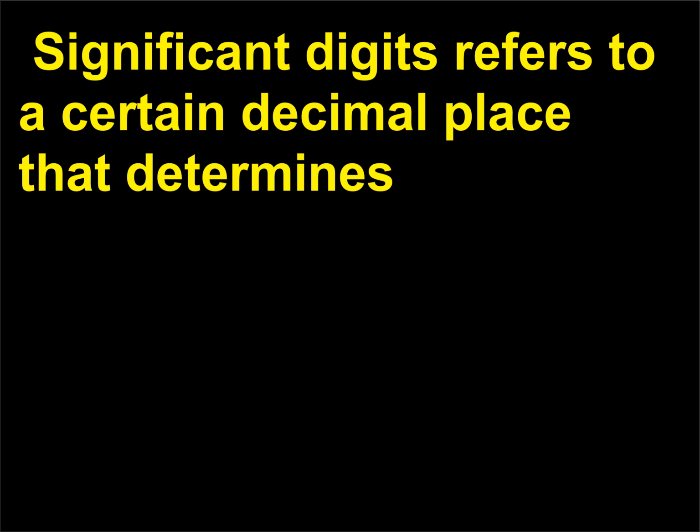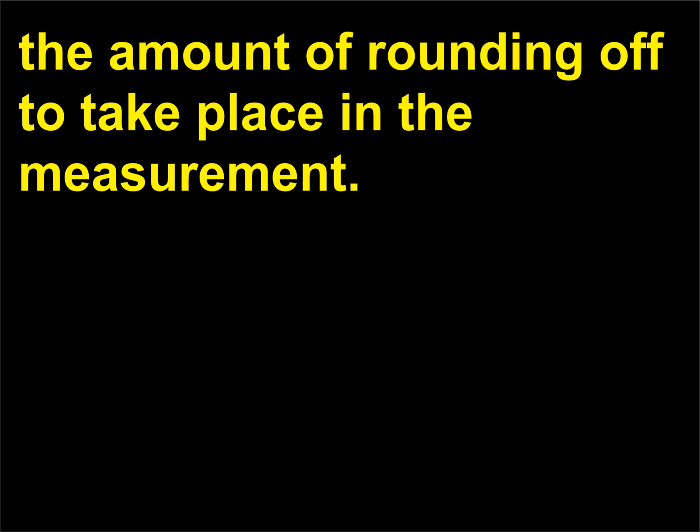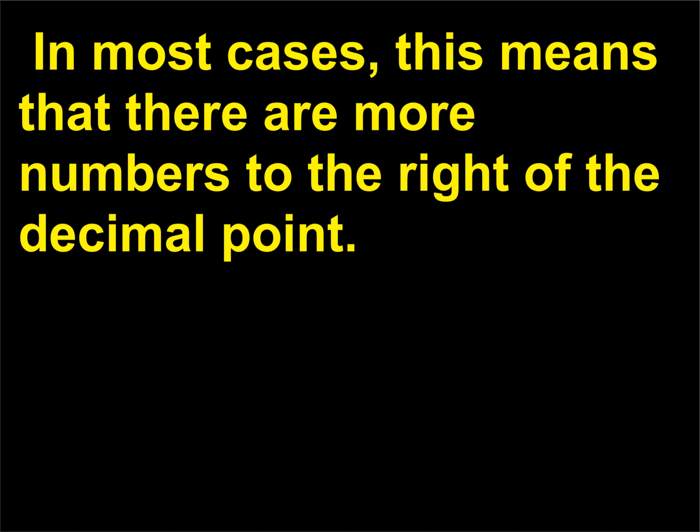Significant digits refers to a certain decimal place that determines the amount of rounding off to take place in the measurement. In most cases, this means that there are more numbers to the right of the decimal point.